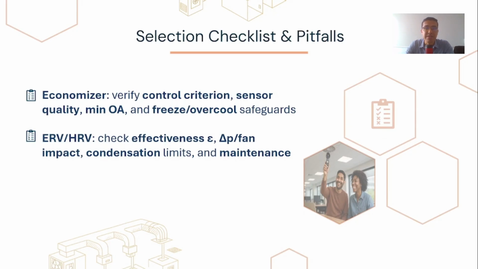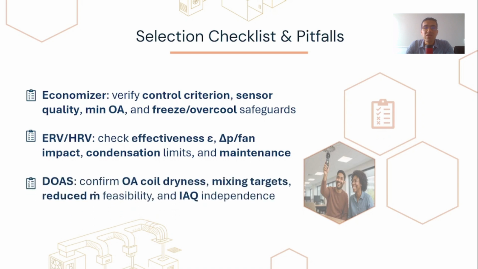For a DOAS system, the key is to ensure that the outdoor air coil is capable of bringing the humidity ratio low enough to meet the space's latent needs after mixing. You must also verify that reduced circulation airflow still provides adequate air distribution. A major benefit of this approach is its independence from indoor air quality, which helps avoid ventilation issues at low loads.